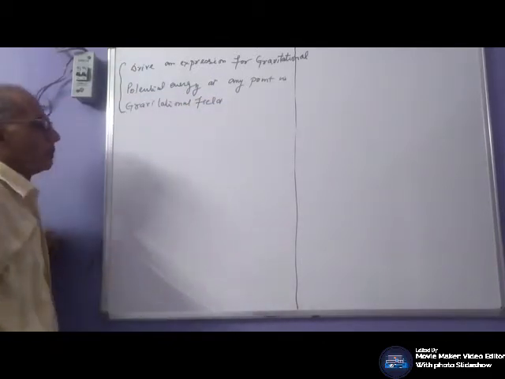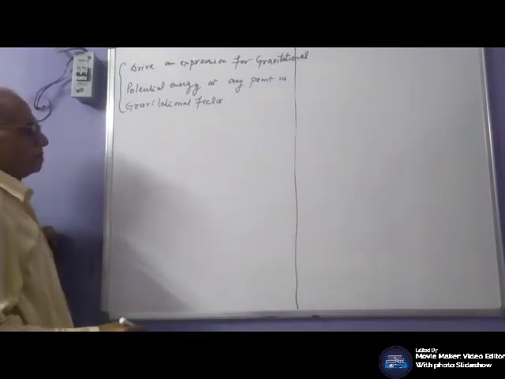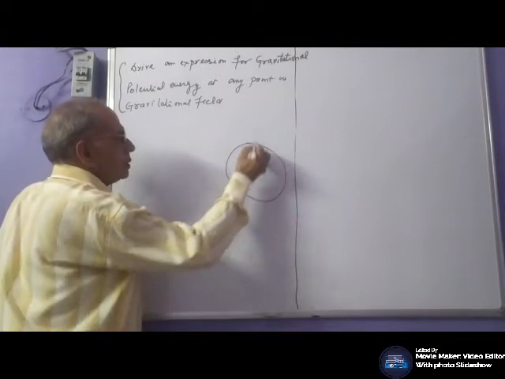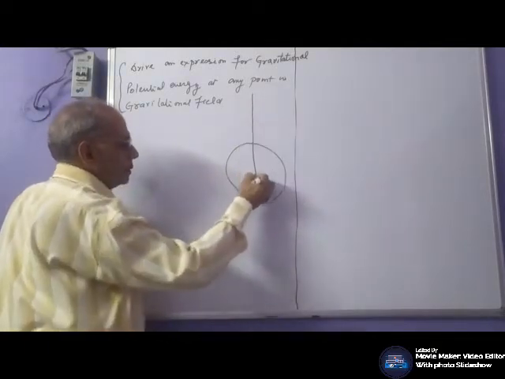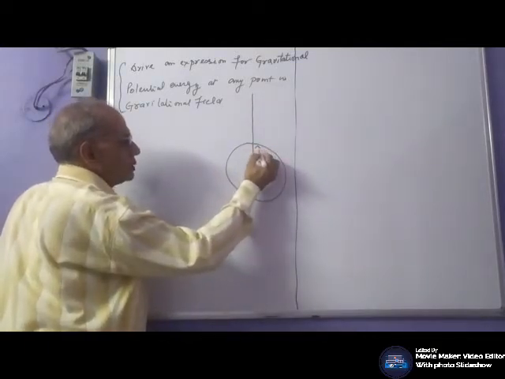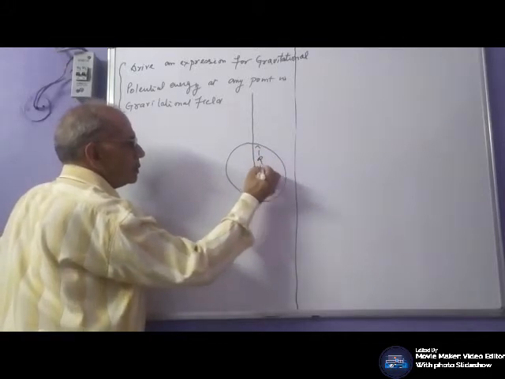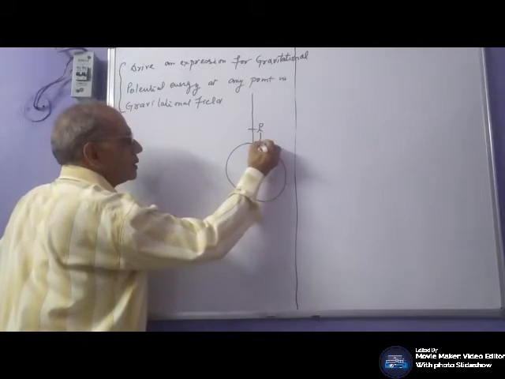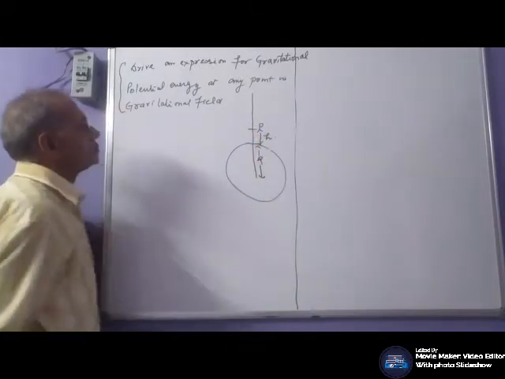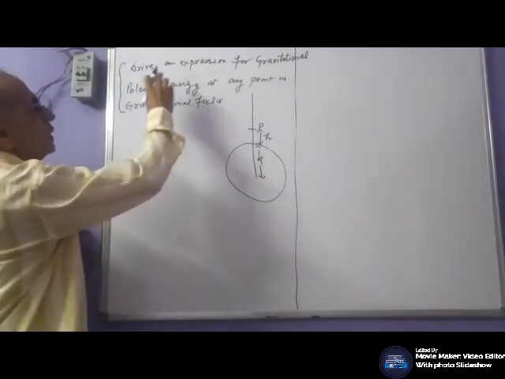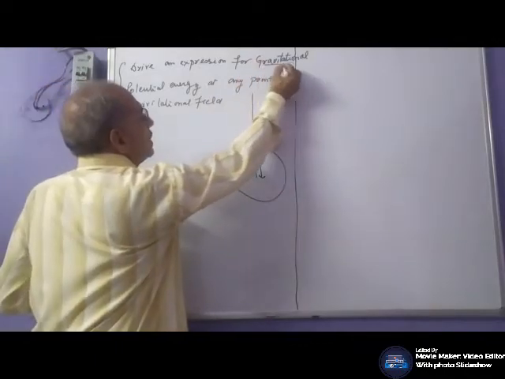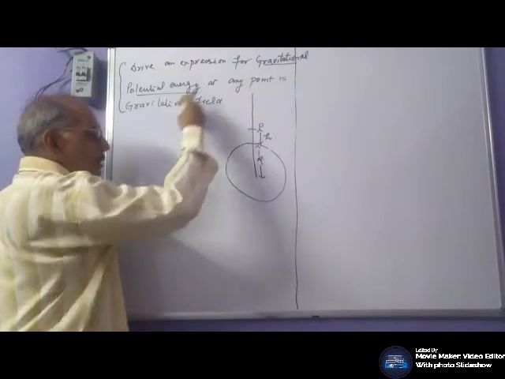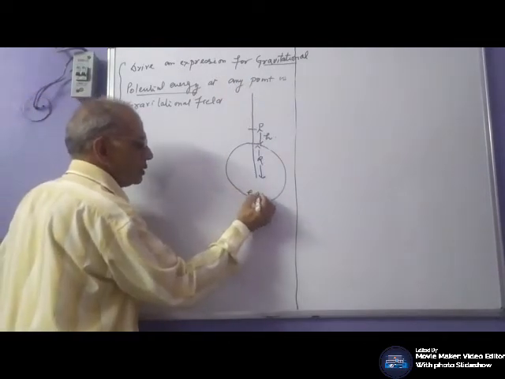This is a question. Earth, this is the radius of Earth, this is the observation point at height h. Derive an expression for gravitational potential energy at any point in a gravitational field. Around Earth there is a gravitational field.